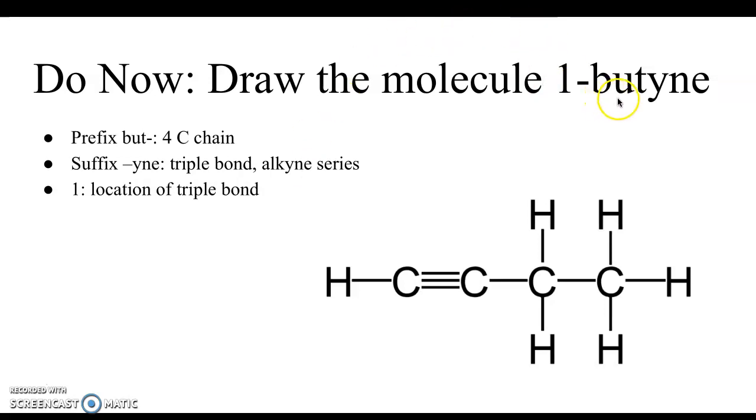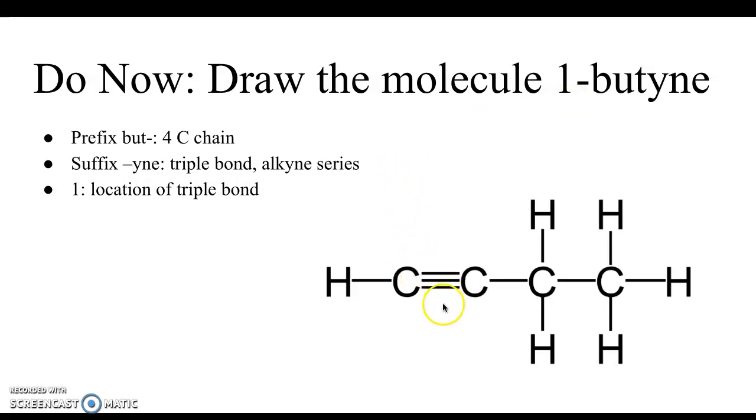So the prefix but, if you look up in table P, tells you but means 4 carbons, so you're going to have 1, 2, 3, 4 carbons. A Y and E ending tells you the series it's a part of. The homologous series is the alkynes, which always have at least 1 triple bond. The number in the front of the molecule tells you where to put the triple bond. So the number 1 is telling you it has to be on carbon number 1. So if we take a look on carbon number 1, we have a triple bond.